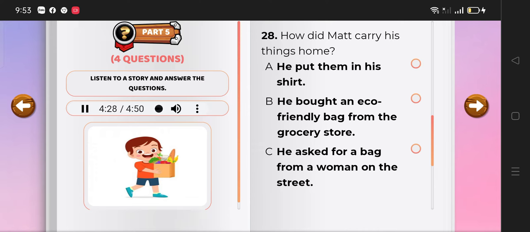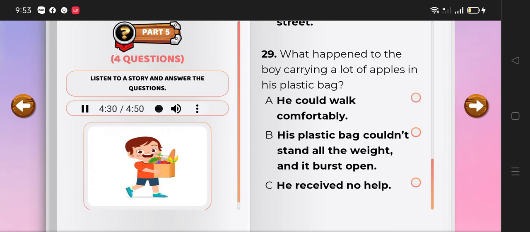Number 29. What happened to the boy carrying a lot of apples in his plastic bag? A. He could walk comfortably. B. His plastic bag couldn't stand all the weight and it burst open. C. He received no help.